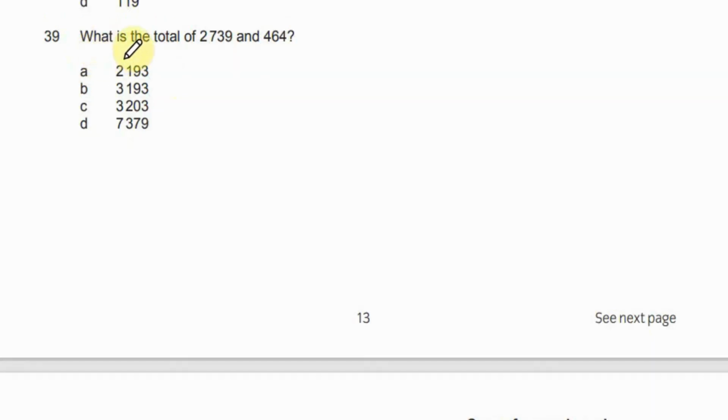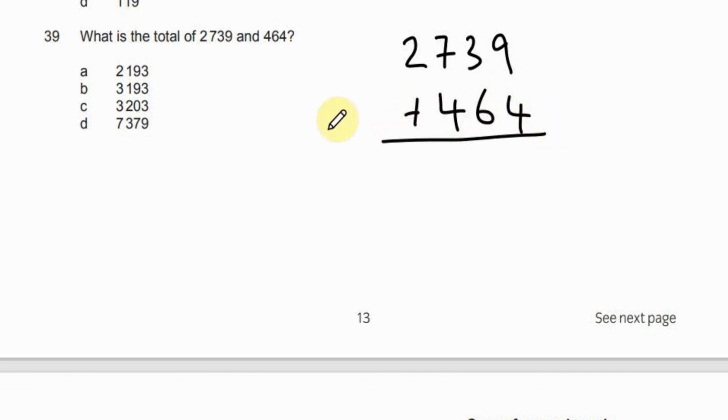Now we're looking at question 39. What is the total of 2,739 and 464? So we need to add these numbers up. 2,739 plus 464. Remember guys, we have to do this manually because City and Guilds does not allow for the use of a calculator. So 4 plus 9, that's 13. Carry the 3 here. Put the 1 right there.